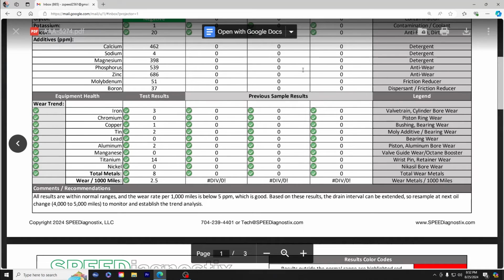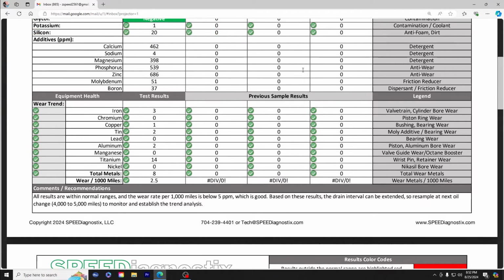engine oil. And that does vary depending on whether you have aluminum block or an iron block. But you can see I've got all green check marks with my iron, chromium, copper, tin, lead, aluminum, magnesium, titanium, and nickel, which is awesome to hear. I mean, I'm just real happy with that.